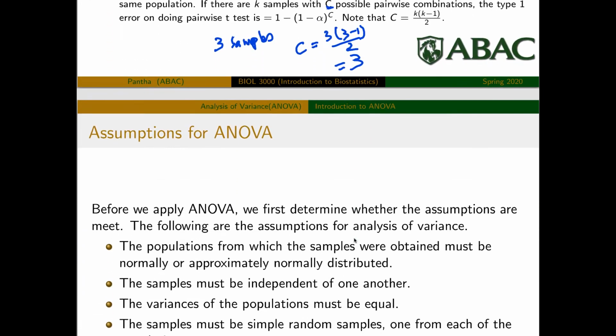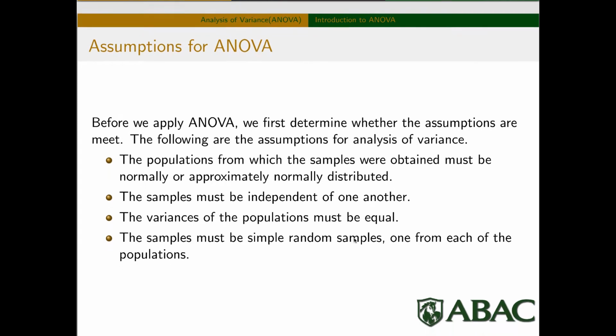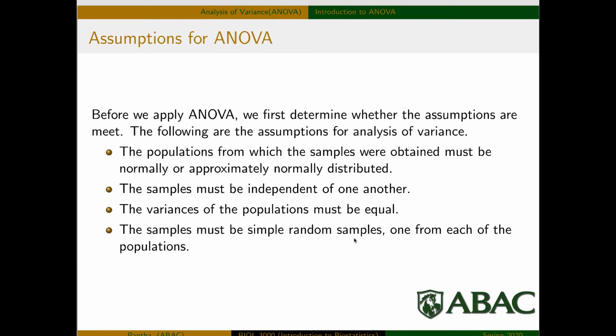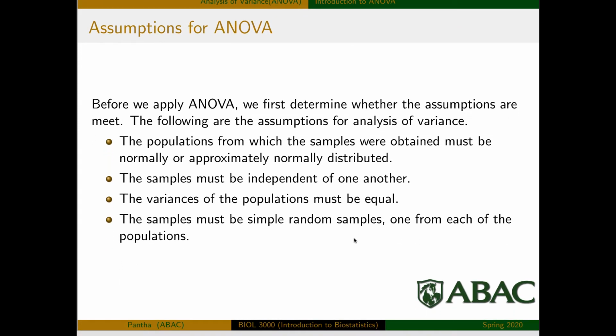Let's go to the next slide. What are the assumptions of ANOVA? ANOVA is a parametric test. Do you remember the parametric tests, comparing the mean of one sample or two samples, z-test, t-test? All those are parametric tests, and in parametric tests we assume that the population is normally distributed, right?